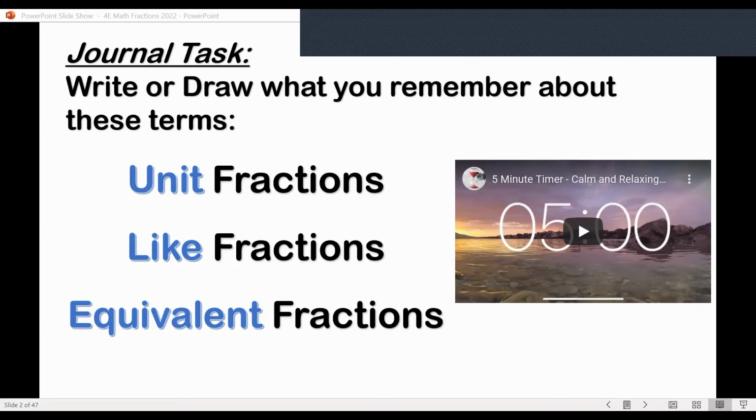Here, we are first introduced. Then in primary 3, we had fractions again, and then now at primary 4. Now, 5 minutes to think back. You can draw examples. Okay, anything you remember about these 3 terms: fractions, unit fractions and equivalent fractions.